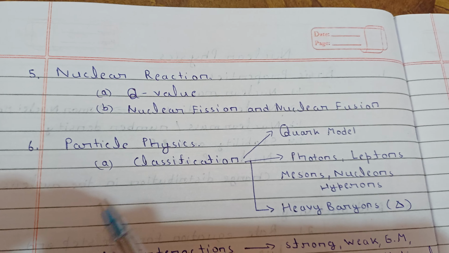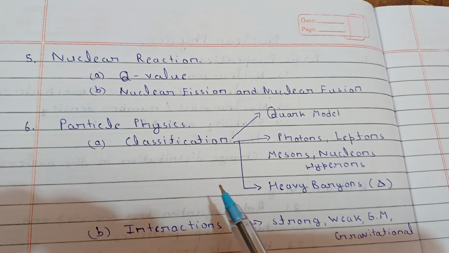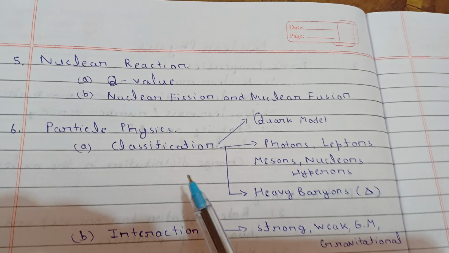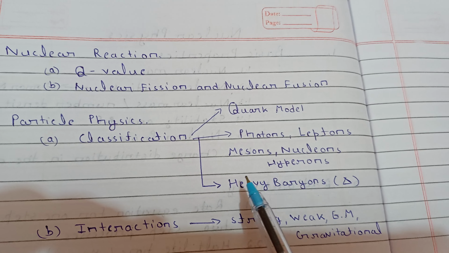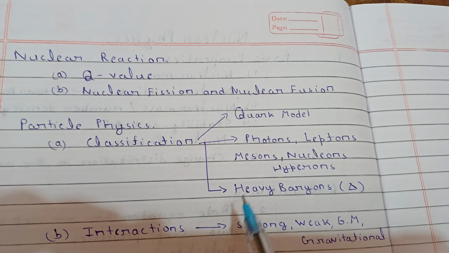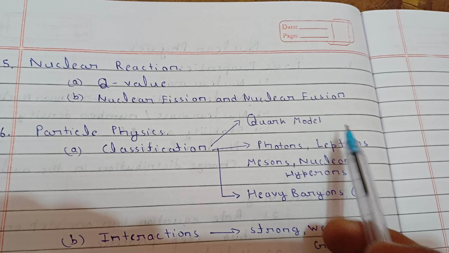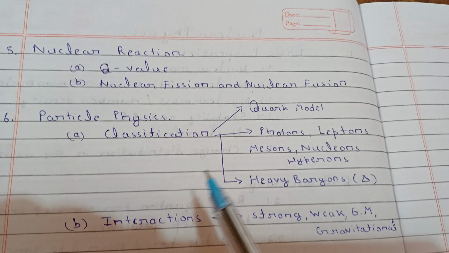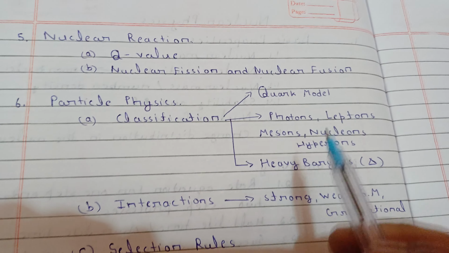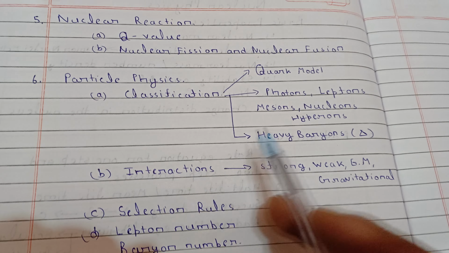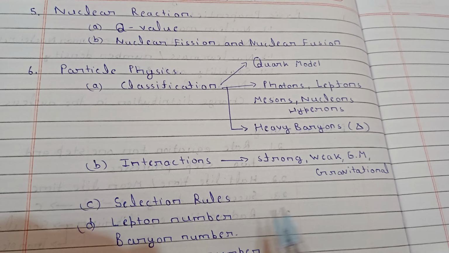After that we will study the particle physics, and inside that there will be classification of different particles: photons, leptons, mesons, nucleons, hyperons and heavy baryons. We will study them separately. Then we will also discuss the quark model. In today's modern physics there is this quark model also. Then we will see the interaction of these particles inside the particle physics.